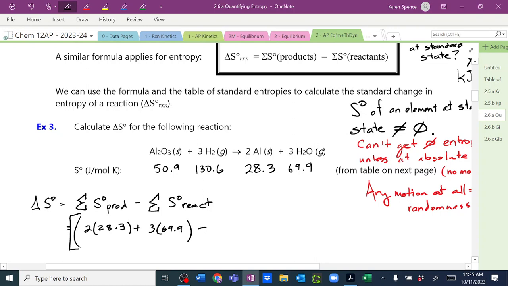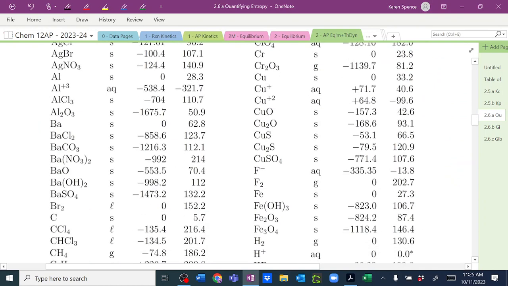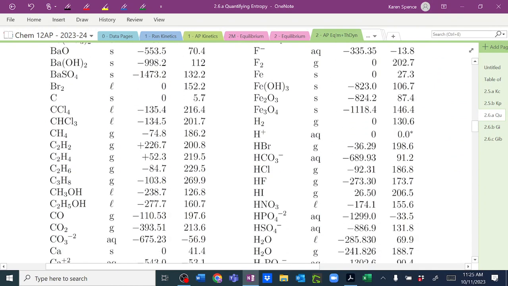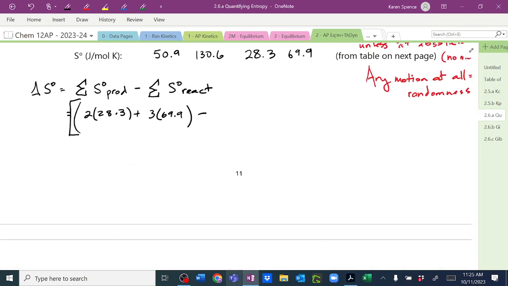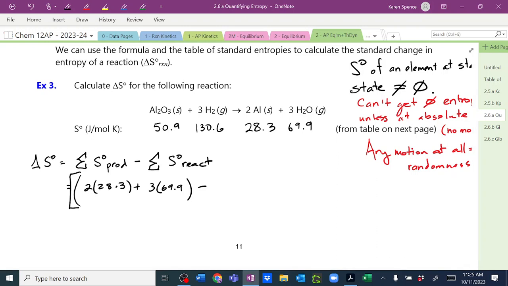Oh, it's a gas. Let's see. I bet I just grabbed the first one I saw. The good thing is when you get this, 188.7 it should be. The good news is that on the AP exam, they're not going to give you a table. You're just going to be given values in the question.